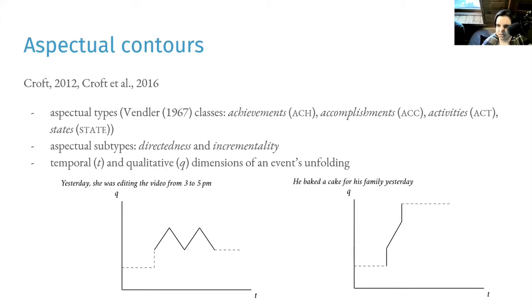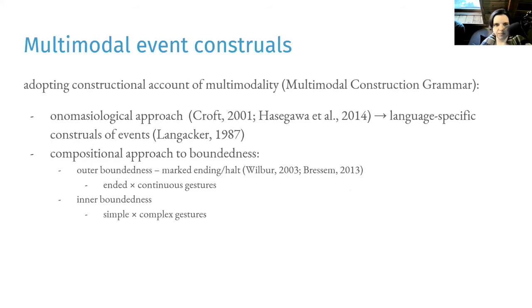On the contrary, in the second example, "he baked a cake for his family yesterday." This is a directed accomplishment that is both temporally and qualitatively bounded, as the endpoint was reached and thus it is profiled in the schema.